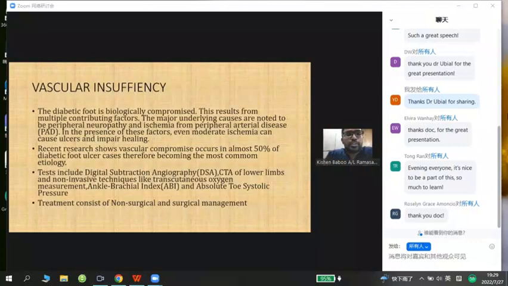Next comes the most important part, the vascular insufficiency, which is seen in almost all the patients. Most patients, about 80%, have some sort of vascular insufficiency. The main underlying cause will be peripheral neuropathy and ischemia from your peripheral arterial disease. Even in the presence of these factors, even moderate ischemia causes ulcers and impairs healing. Research shows that vascular compromise occurs in almost all cases, therefore becoming the most common etiology.